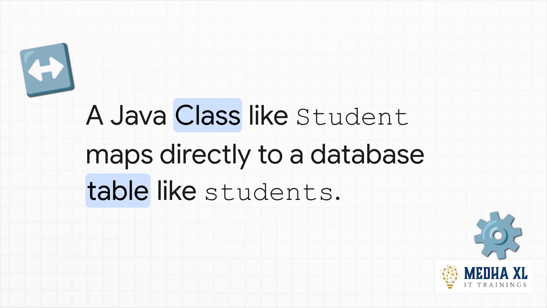And this slide just perfectly sums up the core idea. You create a simple student class in Java, and Hibernate just gets it. It automatically understands that this class corresponds to a student's table in your database. And a single student object, well, that just becomes a single row in that table. It's really that direct and intuitive.